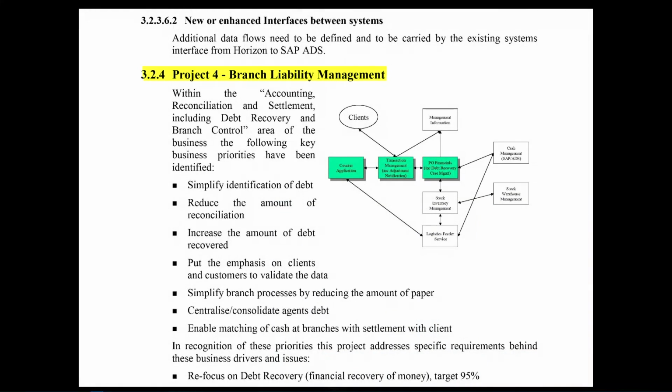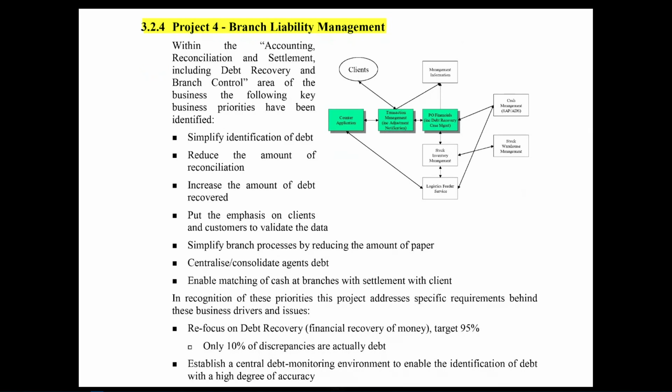Simplify branch processes by reducing the amount of paper, centralise consolidated agents' debt, enabling matching of cash at branches with settlement with client. Client is DVLA, Alliance and Leicester. That's what a client is. Right. So you don't believe that this applies to the branch offices? There might be aspects of it that do, but those things you pointed out don't. I see.